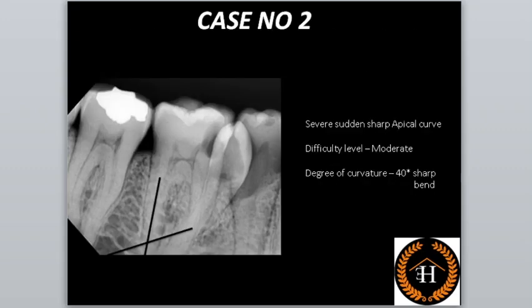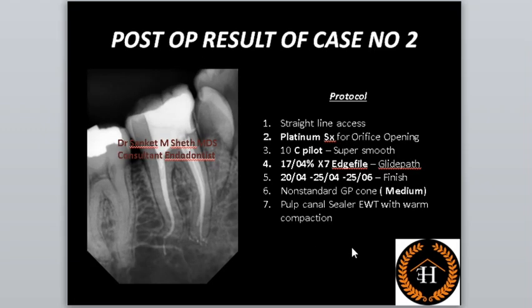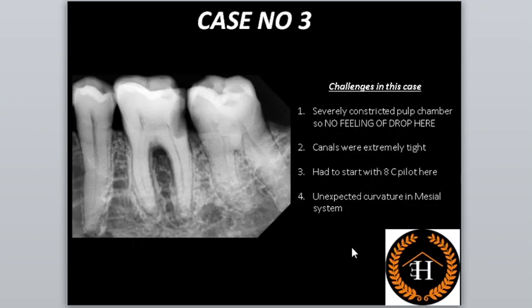Case number 2. Here there's a sharp bend at the apical third. It's called a hook, 40 degrees almost. And this is how we ended up treating the case. This looked pretty straight, but it is not straight. Have a look at the radiograph. There is a lot of calcification in the pulp chamber. You will never get a drop in such cases.